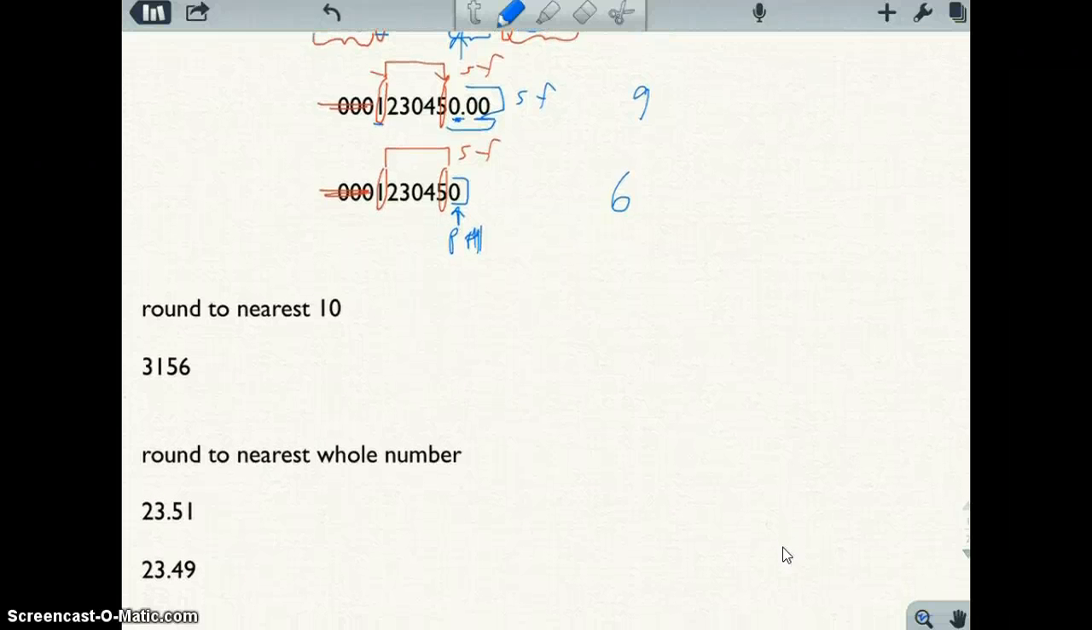Now let's do a rounding problem here. Round to the nearest 10. So the last number after you round it is going to be the 5. What's going to tell you if the 5 is going to stay the same or go to a 6? The next number, which is a 6. So if you round this one, the 6 is above 5, so we know that that's going to make the 5 go up. So the resulting number is going to be 3, 1, 6, 0. Okay?